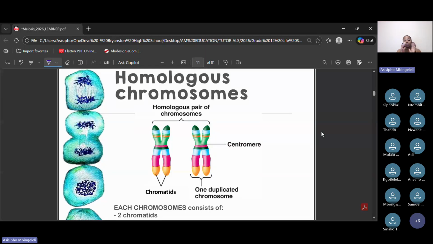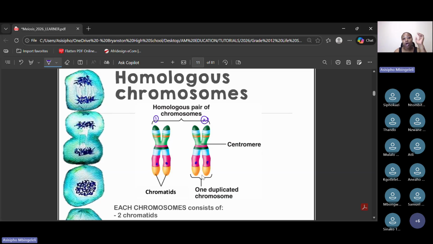How many replicated chromosomes can you see here? You are able to see two chromosomes. Even if I say how many chromosomes can you see, you are able to see two chromosomes. This is chromosome 1 and chromosome 2. If a question says how many chromatids can you see, the answer will be 4 because you are able to count the chromatids. This is chromatid 1, this is chromatid 2, this is chromatid 3, this is chromatid 4.